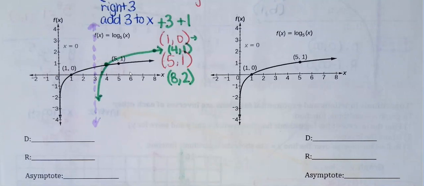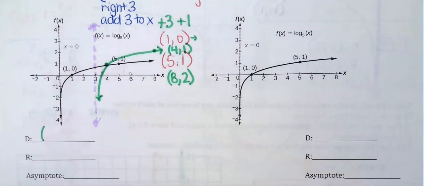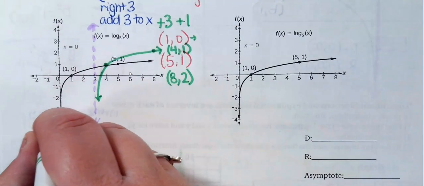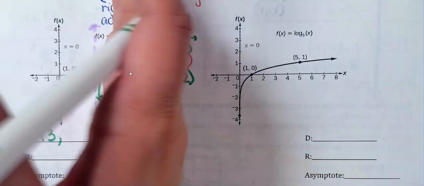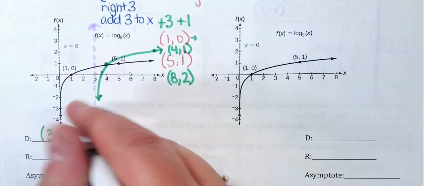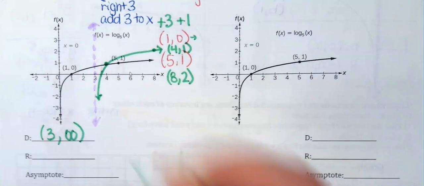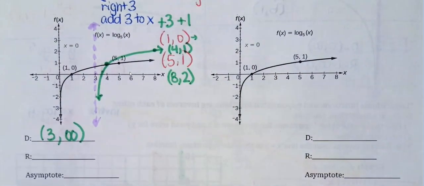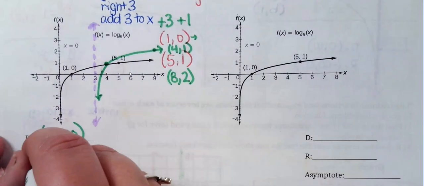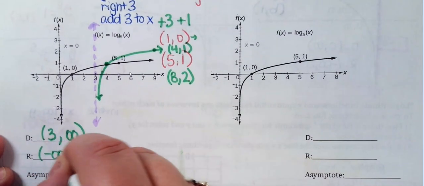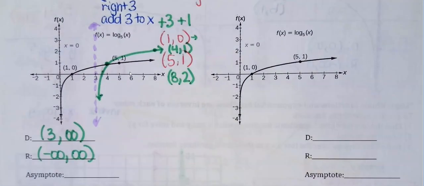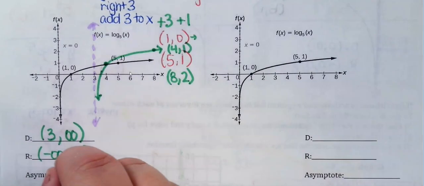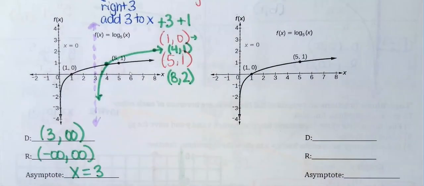Okay, now your domain for any of these graphs should just be whatever your asymptote is. We're going right 3, so my asymptote's 3. So I don't start touching this graph until I hop over that 3, and then it does go to the right forever. And then I promise every single one of these graphs for the logs, the range is negative infinity to infinity. It does go up and down forever. As it goes up, it just goes up really slowly. And then we put the asymptote on the graph right there. Should just be x equals 3.